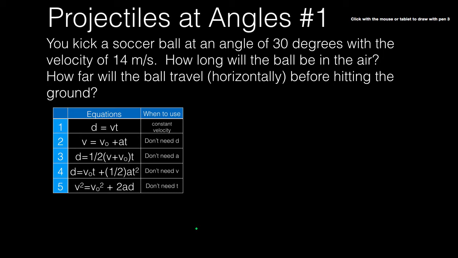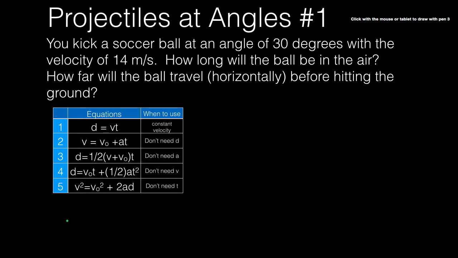So let's get started. The question says you kick a soccer ball at an angle of 30 degrees with a velocity of 14 meters per second. How long will the ball be in the air, and how far will the ball travel horizontally before hitting the ground? We can solve these problems in the same kind of order that we've been solving projectile motion problems in the last couple of videos.